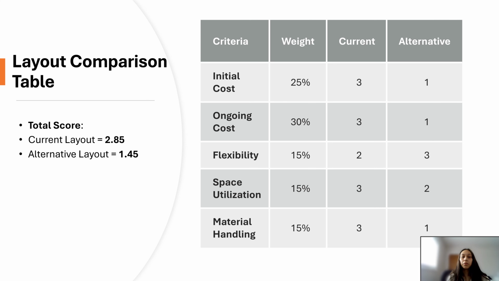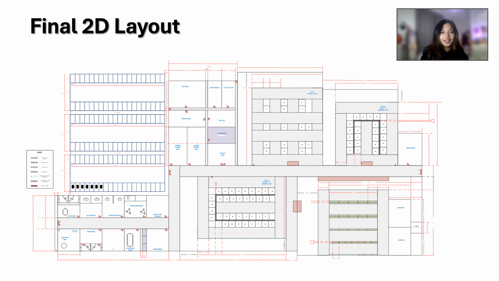We compared both layouts across 5 weighted criteria. The first layout scores significantly higher in initial cost, ongoing cost, material handling, and space utilization, while the alternative is only more flexible. So overall, the first layout is the more cost-effective and practical solution. And here is a quick overview of our finalized 2D layout.